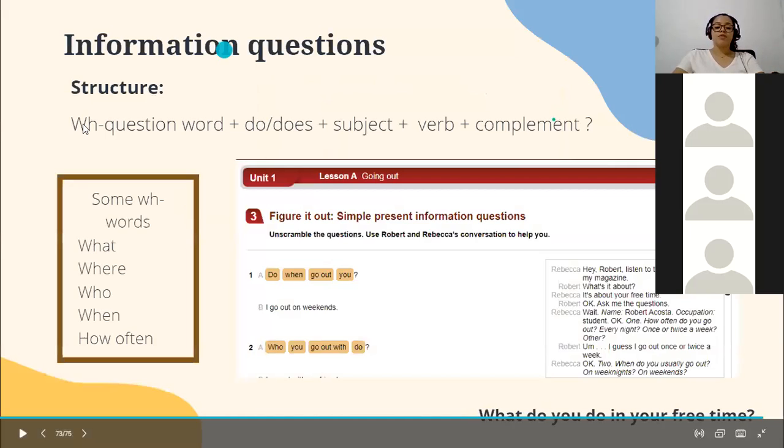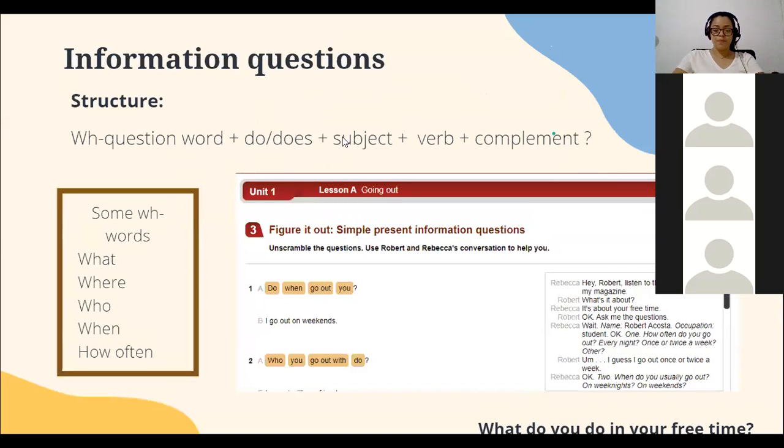Okay, we have WH question, do or does, right? What do you do in your free time? Subject: you, verb: do, and in your free time is the complement. Something important: la palabra do tiene doble función en inglés. Podemos usarla como un auxiliary verb y se puede usar como un verbo de acción, porque significa hacer. What do you do?